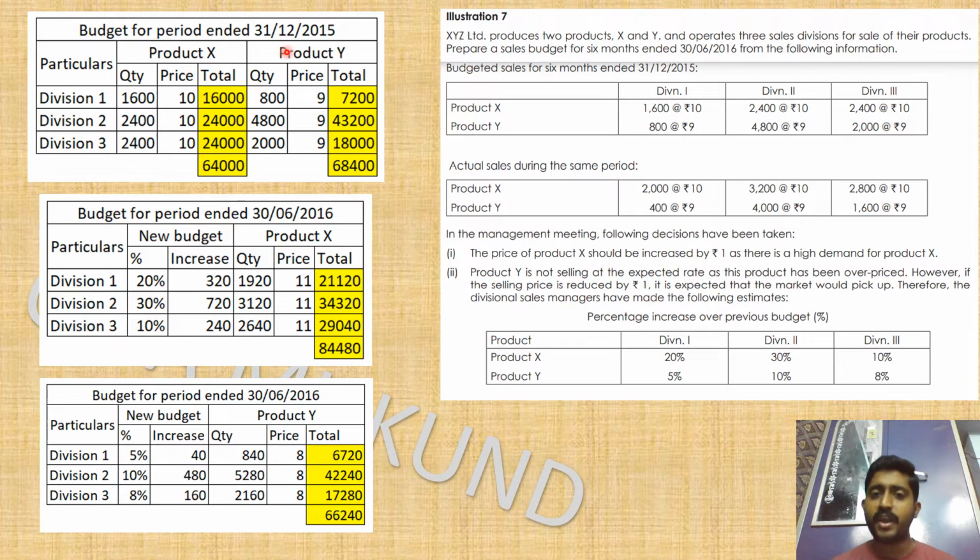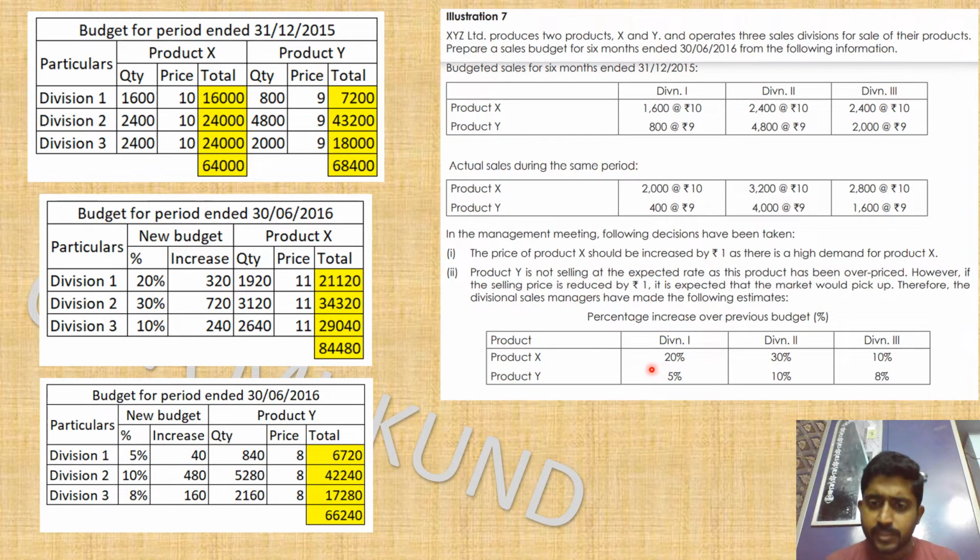And for the product Y, in the same way I have plotted, the total sales revenue coming is 68,400. This is as per the last 6 months budget. Now what we have to do? We have to do the next 6 months budgeting. For that, we have to incorporate the new data that has come in. One is the price increase, and second, because of that decision, sales volume is going to increase.